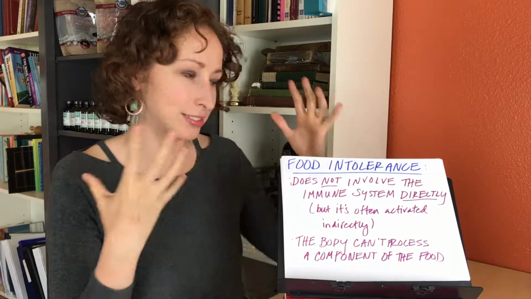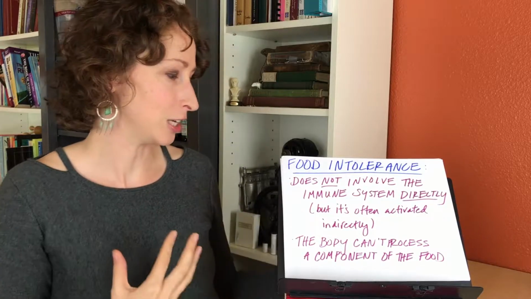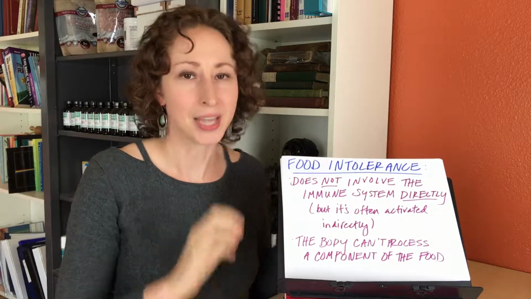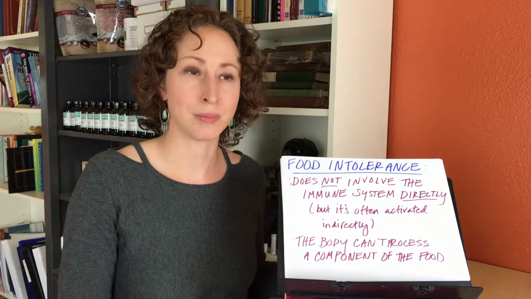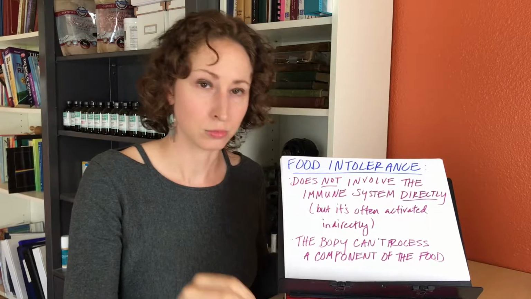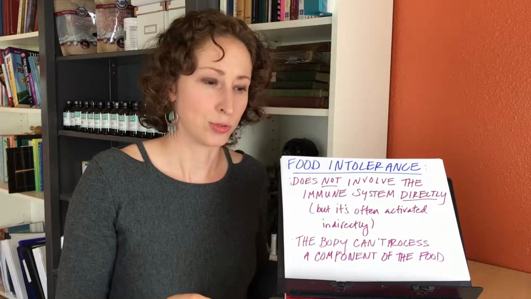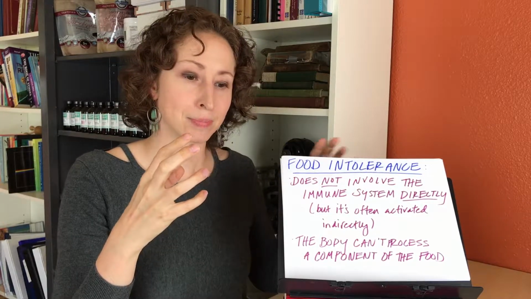Okay, so food intolerances. This is our third type of food issue. It does not involve the immune system. That is the takeaway for a food intolerance. No immune system activation directly, right? It can activate things indirectly over time, but it's not this antigen antibody reaction.